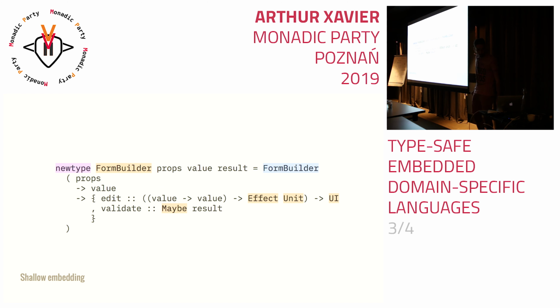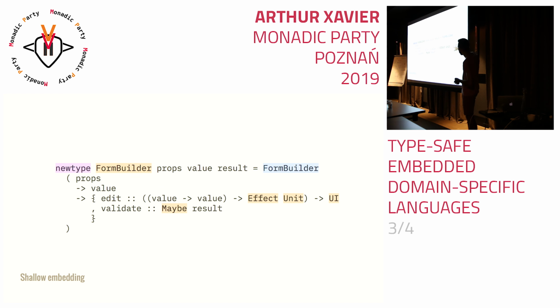This is called a shallow embedding because instead of building an abstract syntax tree that we can then inspect as data and manipulate, we're just using basic Haskell values, basic values of the host language, in order to embed our own language. Hopefully some of you can see that it's trivial to interpret this DSL. It's also a little bit hard to add new interpreters, because what if we wanted to interpret it into, say, documentation?